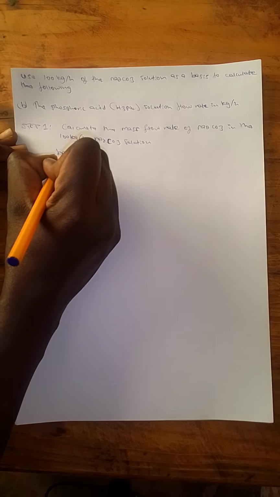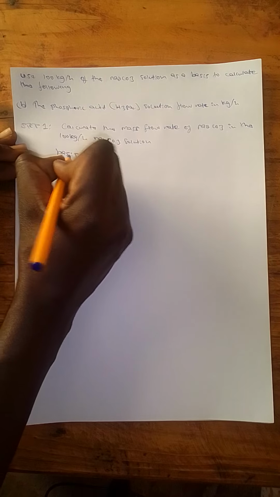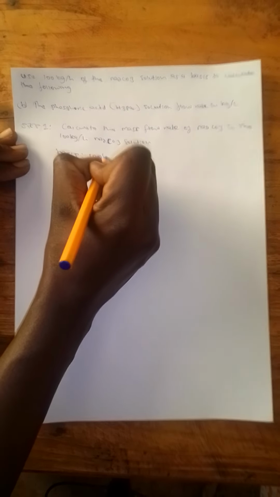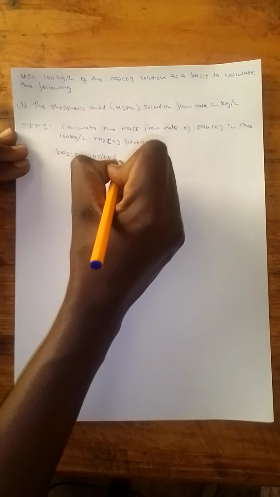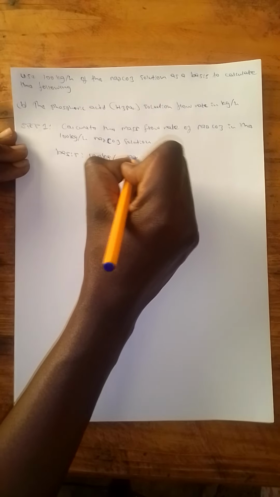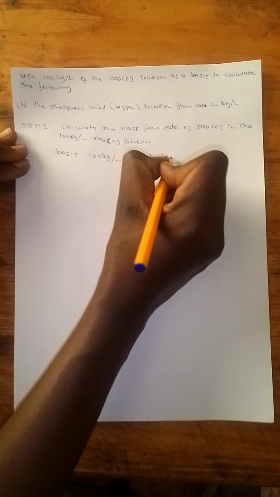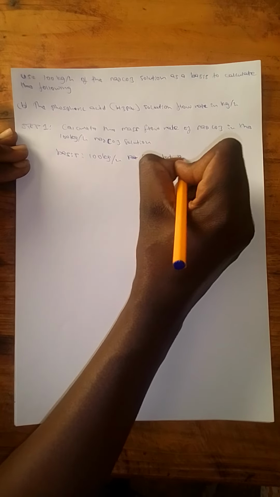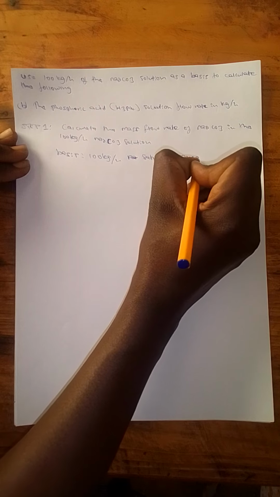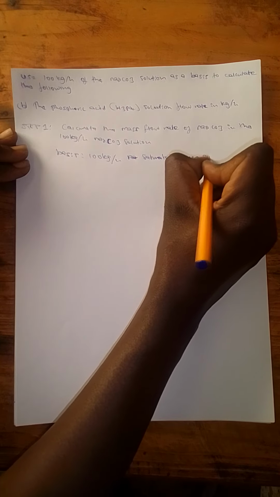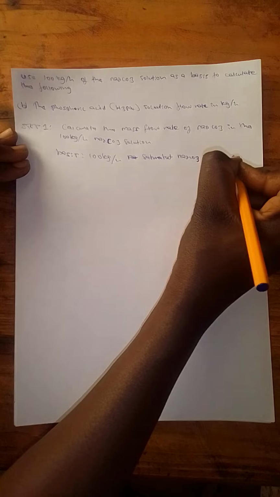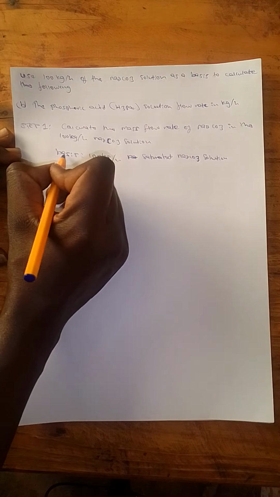And for us to go about that, it's important. Let me just highlight something here. For us to go about that, let me just also write the basis. Though we are given, it's always important to write it. Basis is 100 kilograms per hour of saturated Na2CO3 solution. This is important: saturated. So that is actually our basis.